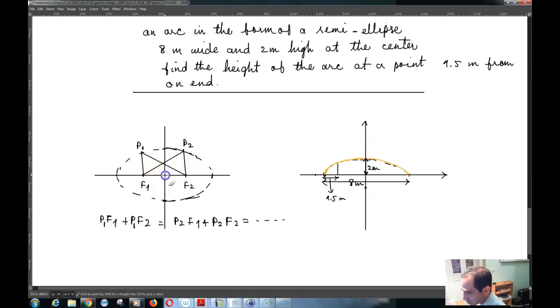This point, as you know, is the center. The line through the foci is called the major axis. This is called the minor axis. The line segment through the center and perpendicular to the major axis is the minor axis, and the endpoints of the axes are called the vertices of the ellipse, and these are the vertices of the ellipse.